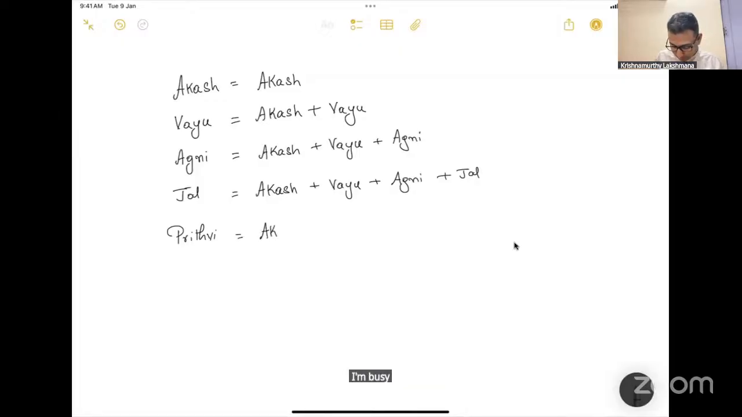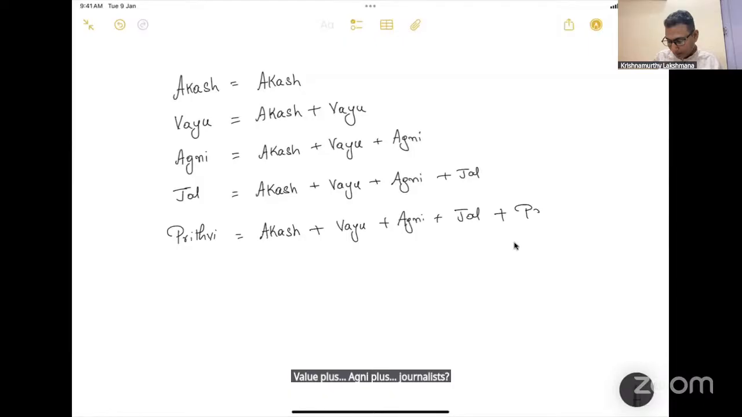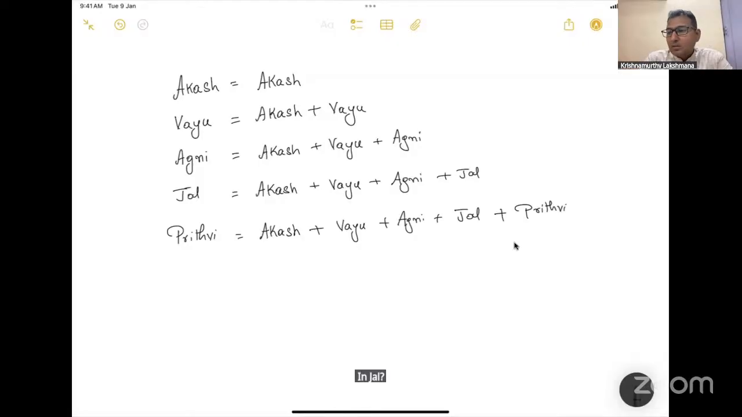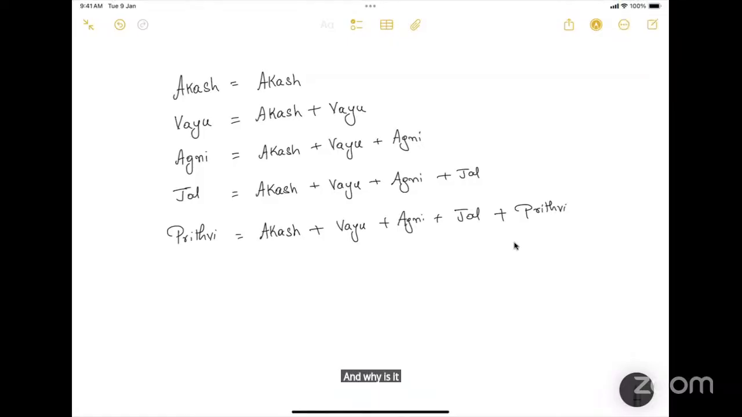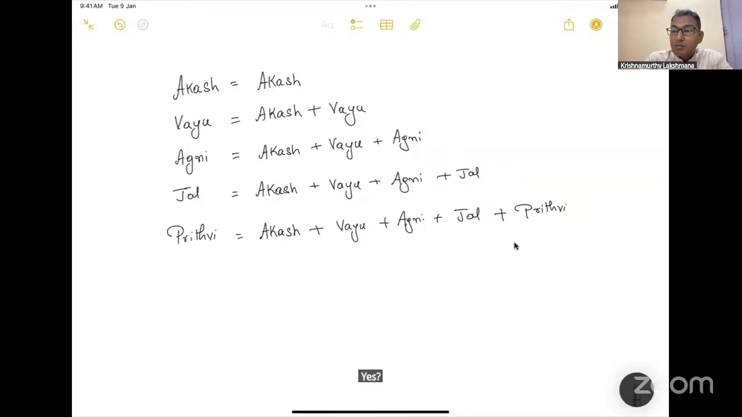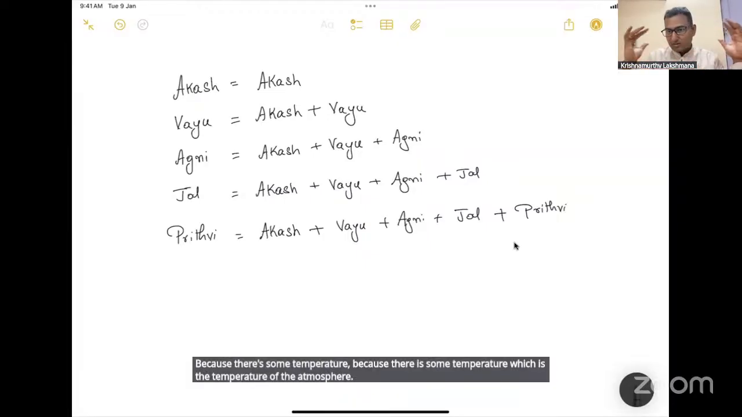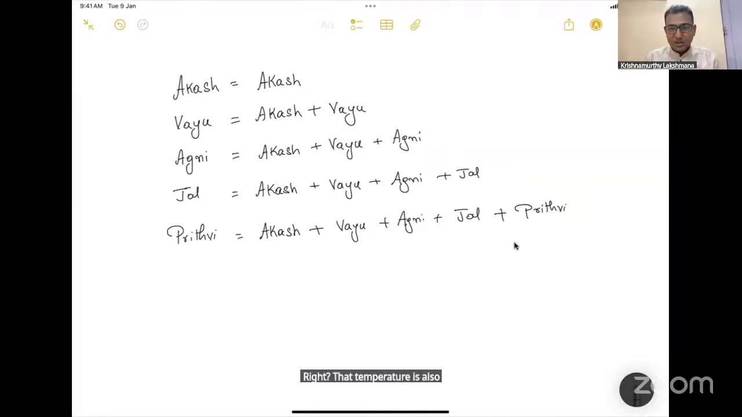And Prithvi is equal to Akash plus Vayu plus Agni plus Jal plus Prithvi. How is it? Sir, please explain Jal one more time. I don't know how Agni is there in Jal. Is the Jal flowing? Yes. And why does it not become solid like ice? Because there is some temperature, which is the temperature of the atmosphere. That temperature is also there in Jal. Okay, sir. Thank you.